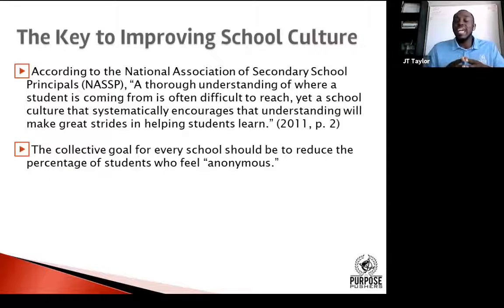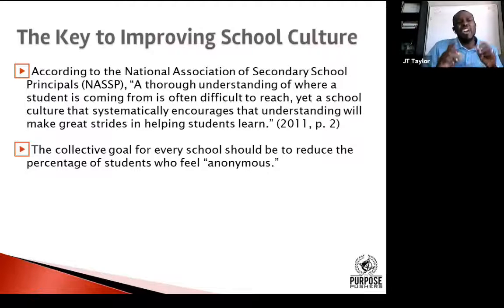And then the last component that I have to emphasize is relational teaching is the key to improving school culture. So every school wants to improve the culture. In fact, if you've ever heard of the National Association of Secondary School Principals, they do Breaking Ranks training. It is awesome. I've been through their modules. I've been trained in the Breaking Ranks framework. But here's something that they say that I felt was noteworthy. A thorough understanding of where a student is coming from is often difficult to reach, yet a school culture that systematically encourages that understanding will make great strides in helping students learn. If you want to change the culture in your building, connect with kids.